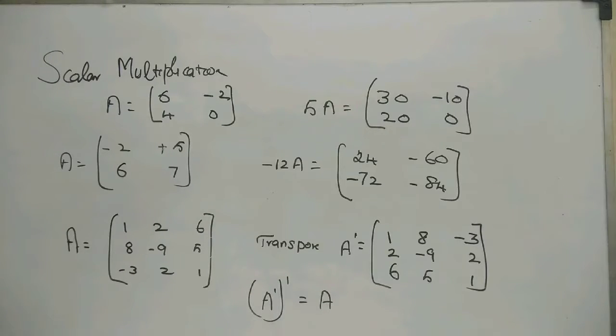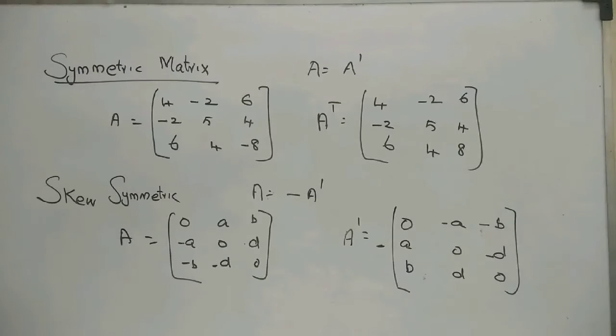So A dash is the transpose matrix, and you must remember that the transpose of a transpose, if you are again transposing this, you will get back this only. So that's a property here: A transpose and the transpose of that will always be equal to A.